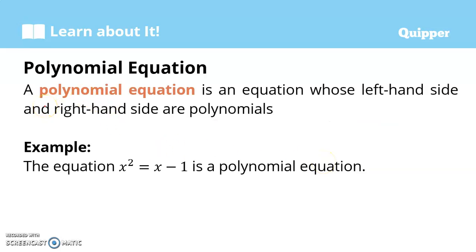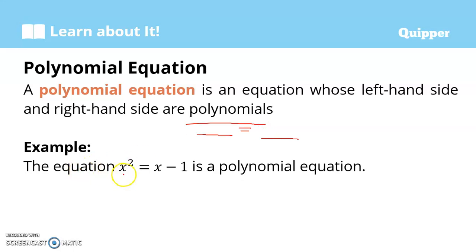Next, polynomial equation. This is an equation whose left-hand side and right-hand side are polynomials. So, if we say an equation, there are two sides of the equation. We have the left side, tapos the equal sign, and we have the right side. So, both left and right-hand side of the equations are polynomials.